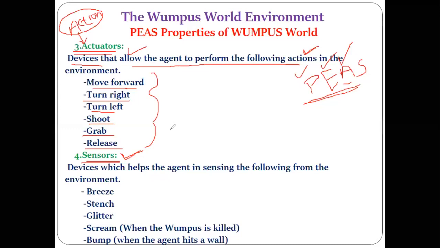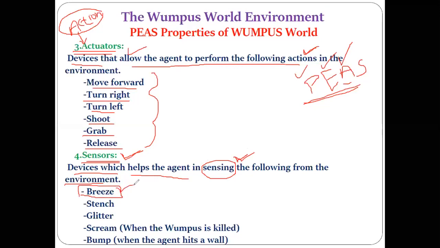Now there are multiple kinds of sensors being utilized by this kind of AI agent currently. But here, in the case of our Wumpus world environment, we need the kind of sensors utilized for a specific purpose. Sensors are nothing but devices which help the agent to sense different kinds of perception, or different things from the environment. Specifically, in our Wumpus world environment, first we need the sensors related to sensing the breeze.